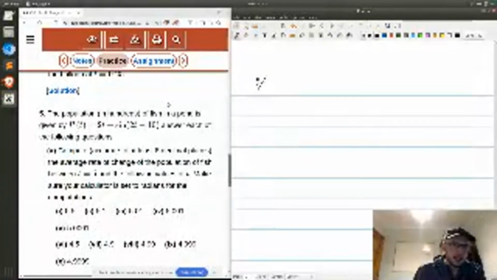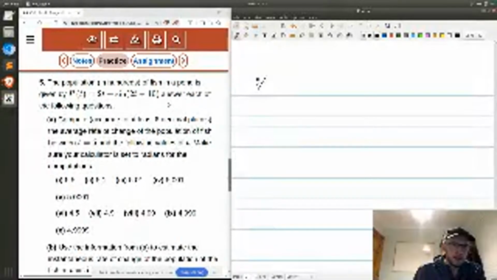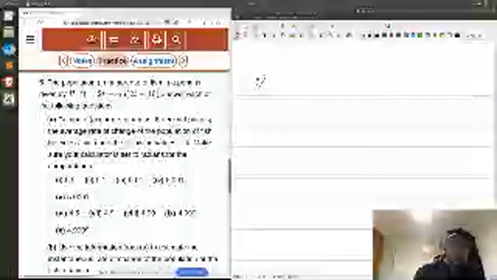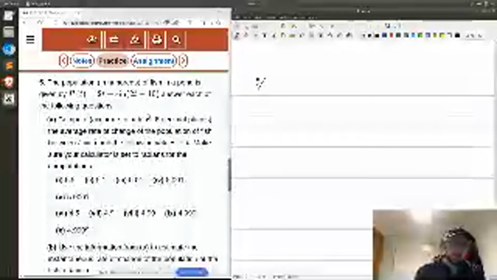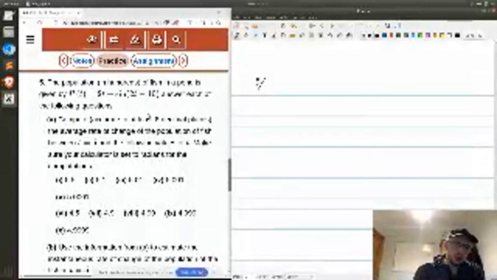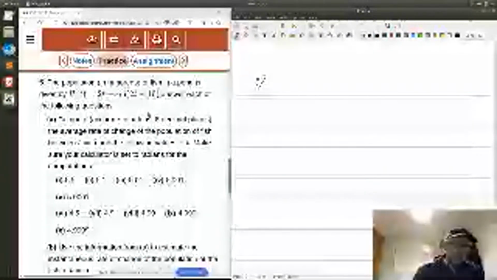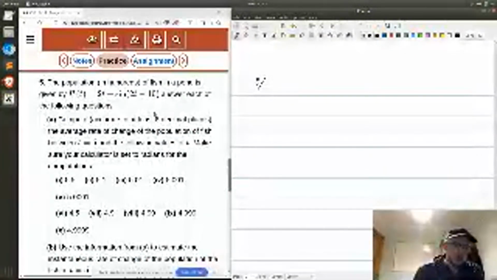The population in hundreds of fish in a pond is given by this function here. Answer each of the following questions. Compute accurate to at least 8 decimal places the average rate of change of the population of fish between t equals 5 and the following values of t. Make sure your calculator is set to radians for computations. All right.